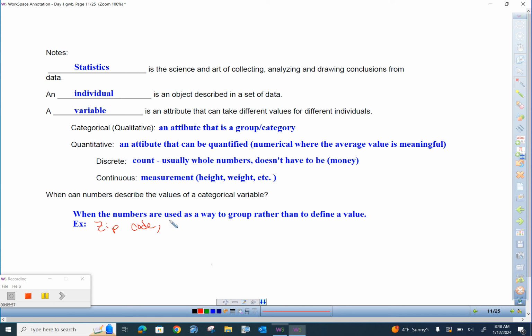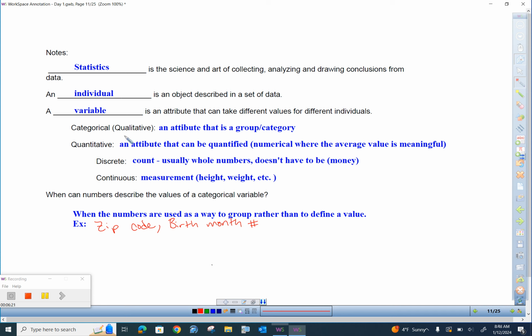Another example of this could be a birth month number, or months in general. You don't have an average birth month number. It's just the one you were born in. They're using it as 1, 2, 3, 4, all the way through 12. So those are some examples of exceptions when a number is actually a categorical variable.